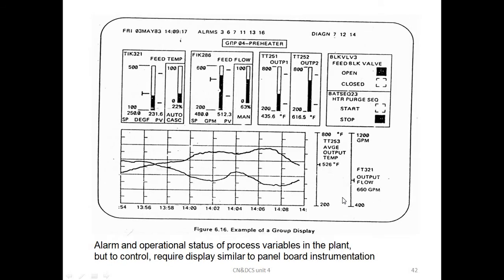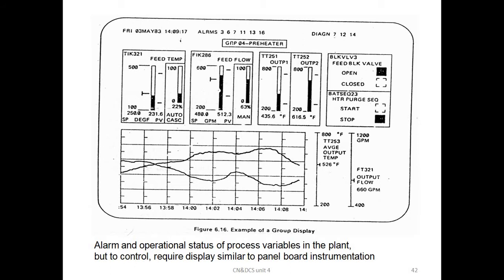Here the display of the preheater. The first one is the temperature level, then degree of feed temperature 22%, and then degree of the next temperature 63 percentage, and another temperature 616 degrees Fahrenheit.